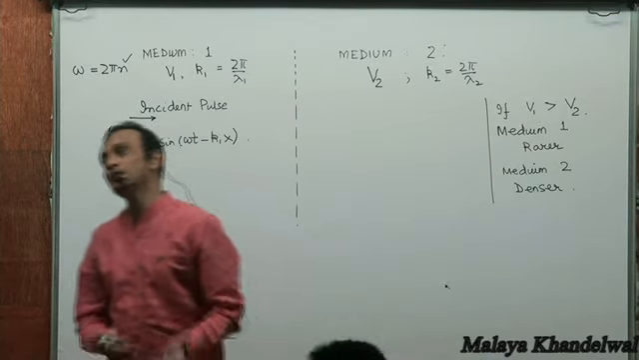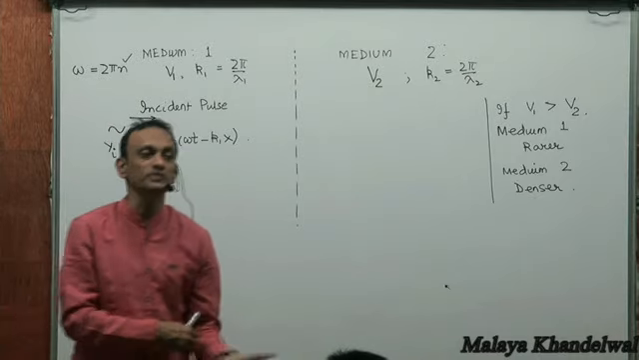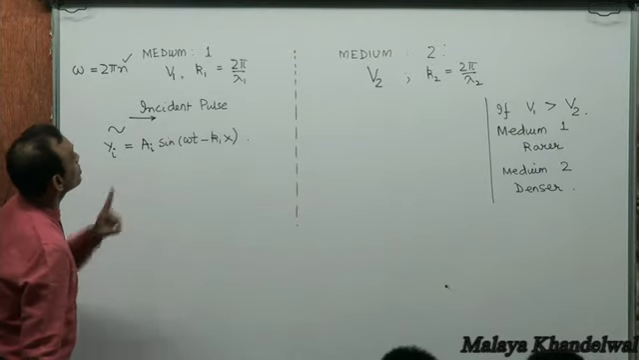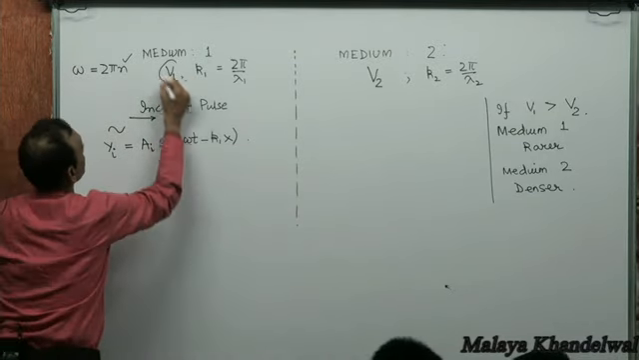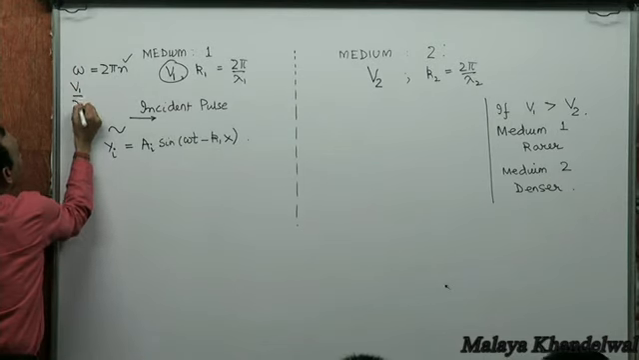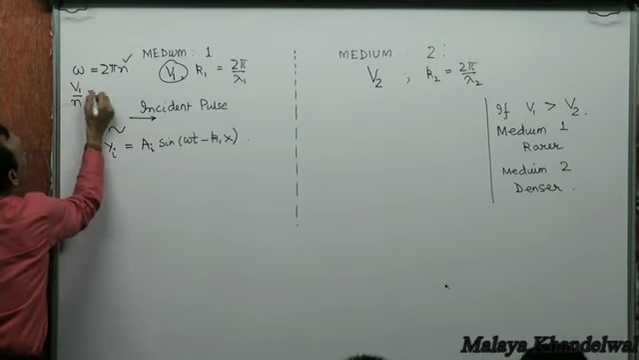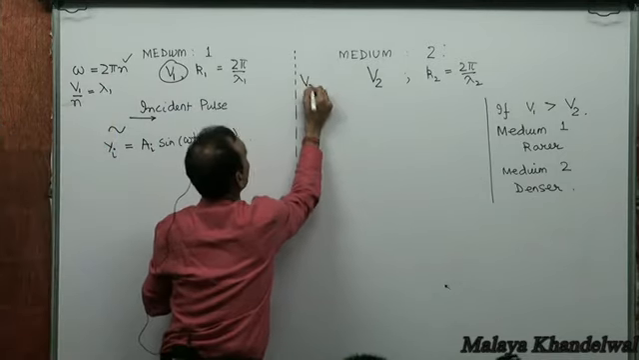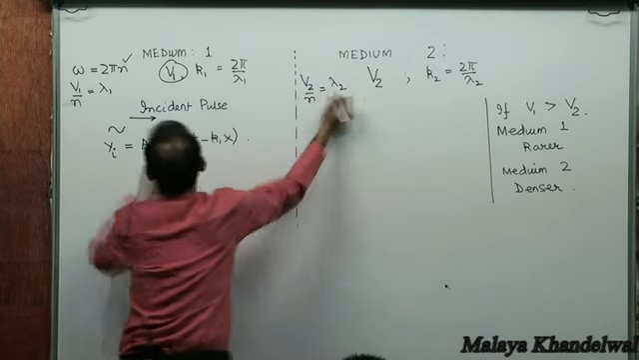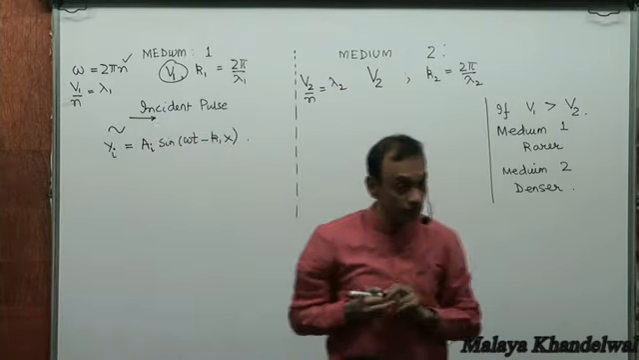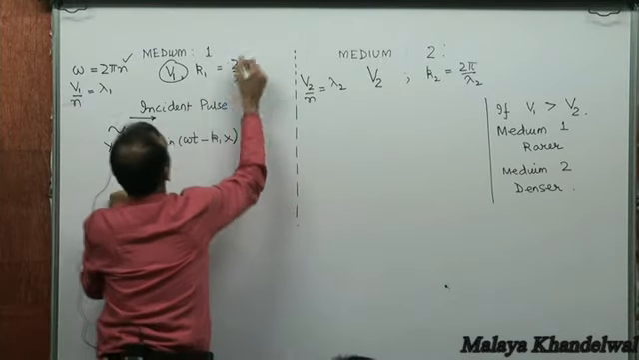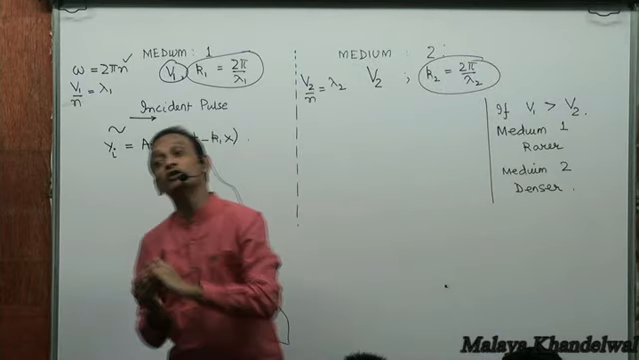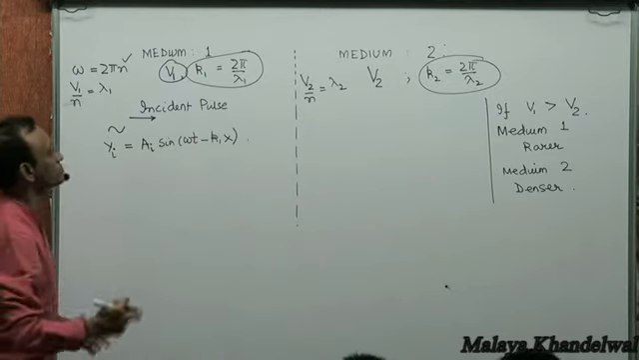A larger V1 would mean a rarer medium, a smaller V1 would mean a denser medium, right? So for sure, V1 is different from V2. So V1 by n would be lambda 1, and V2 by n would be lambda 2. So very clearly lambda 1 and lambda 2 are different. And if lambda 1 and lambda 2 are different, the wave number K will be different. In general, K1 will be different from K2 because lambda 1 will be different from lambda 2, right?